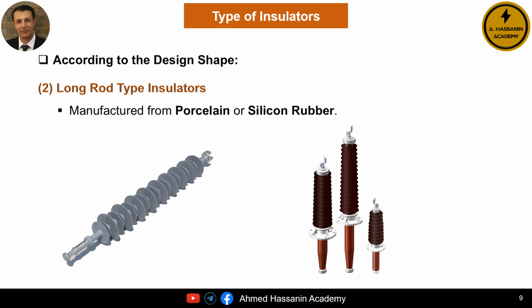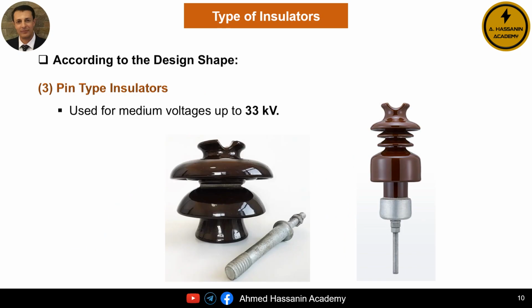This type can be made of porcelain or silicone rubber. This type is commonly used in bushing insulators for transformers or cables, as well as in most high voltage substation equipment in general. The third type of insulator is the pin type insulator only. This type is used only for medium voltage levels, approximately up to 33 kilovolts.